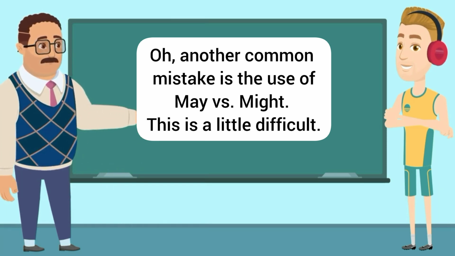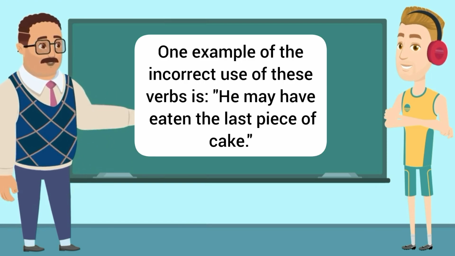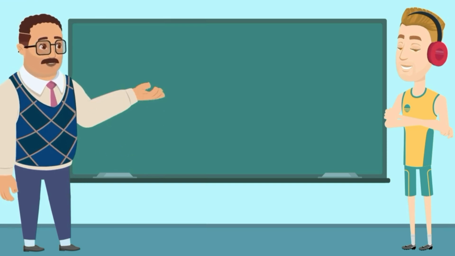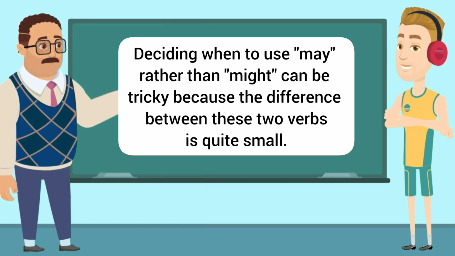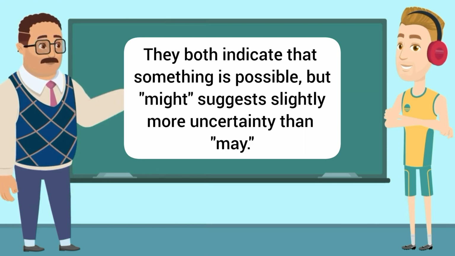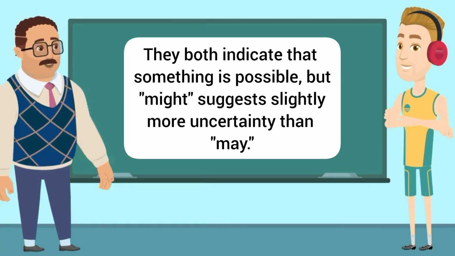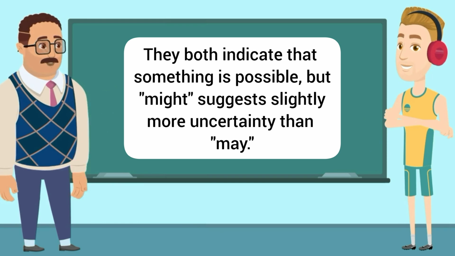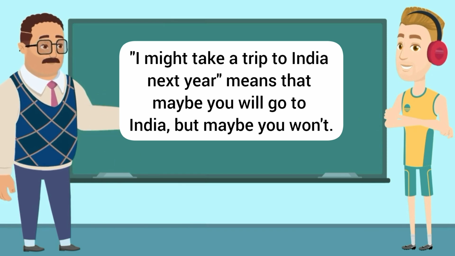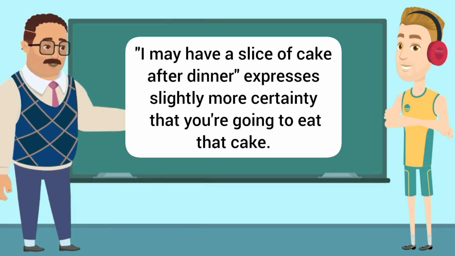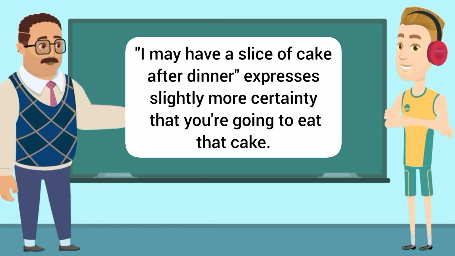Another common mistake is the use of may versus might. This is a little difficult. One example of the incorrect use of these verbs is, he may have eaten the last piece of cake. Deciding when to use may rather than might can be tricky because the difference between these two verbs is quite small. They both indicate that something is possible, but might suggests slightly more uncertainty than may. I might take a trip to India next year means that maybe you will go to India, but maybe you won't. I may have a slice of cake after dinner expresses slightly more certainty that you're going to eat that cake.